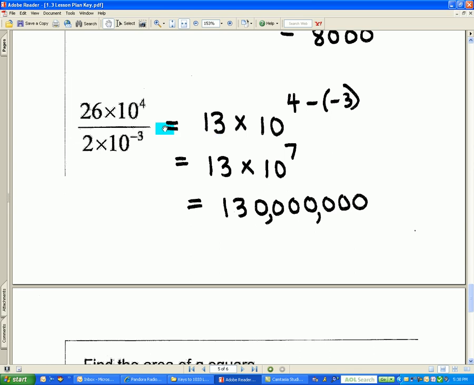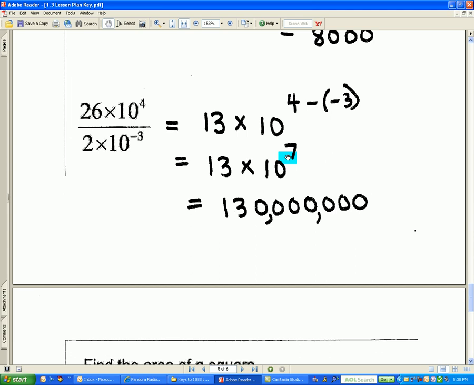Nothing fancy. 10 to the fourth divided by 10 to the negative third. When you're dividing, remember what I've taught you. Laws of exponents say leave the base the same, so 10 is not changed. When you're dividing, exponents get subtracted: top minus bottom. The top exponent is 4 minus the bottom exponent, negative 3. 4 minus a negative 3 becomes 4 plus 3, which is 7. We end up with 13 times 10 to the 7th.